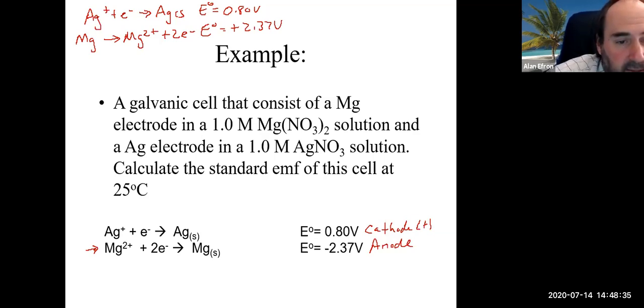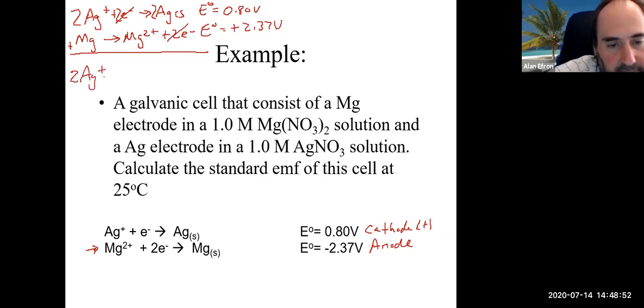And we would also need to multiply the silver half reaction by 2 to get the right number of electrons. Remember that that will not have an effect on the SRP value. And that means that our electrons would cancel. And the overall reaction here would be our silver plus our magnesium going to our 2 silvers and our magnesium with a +2 charge.